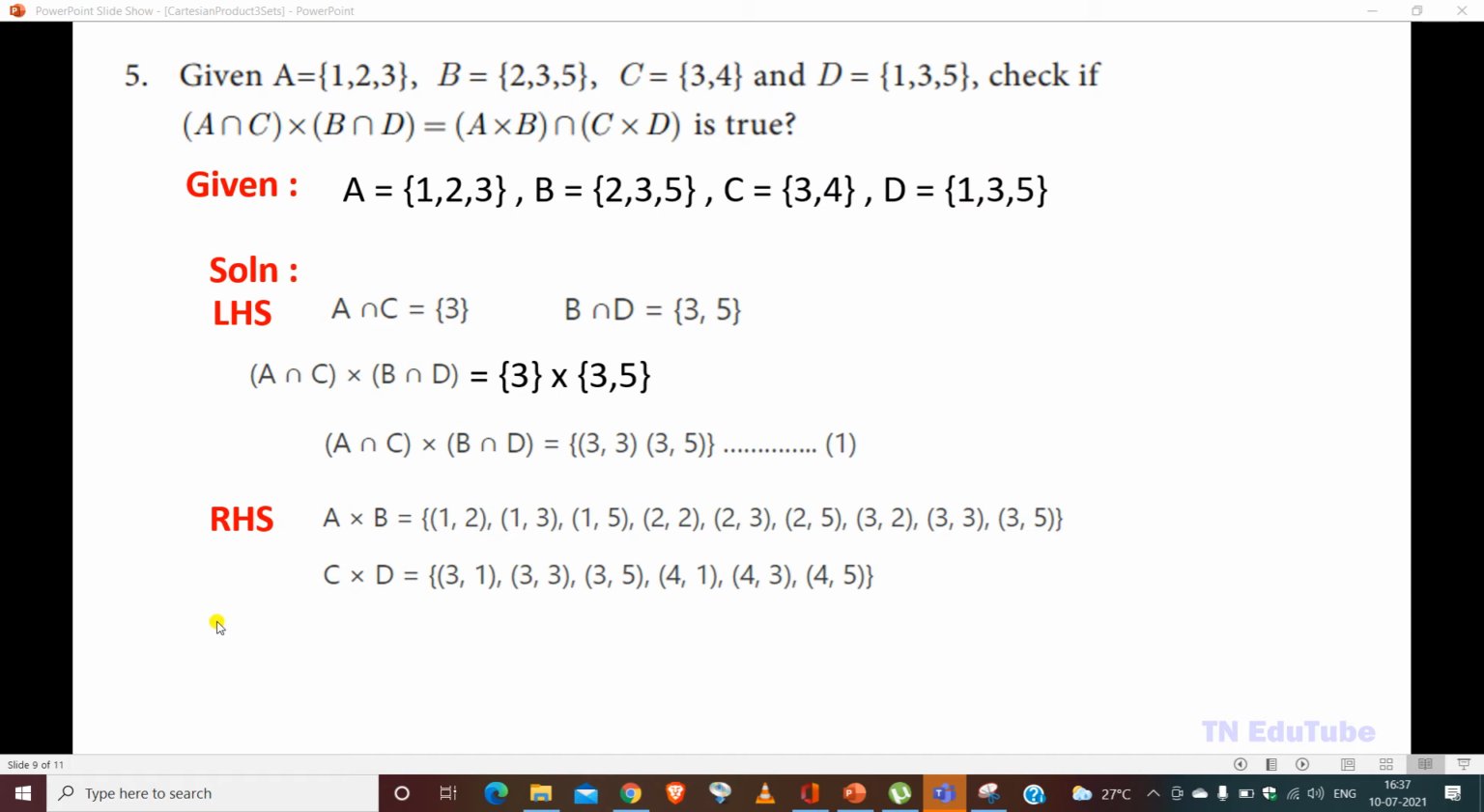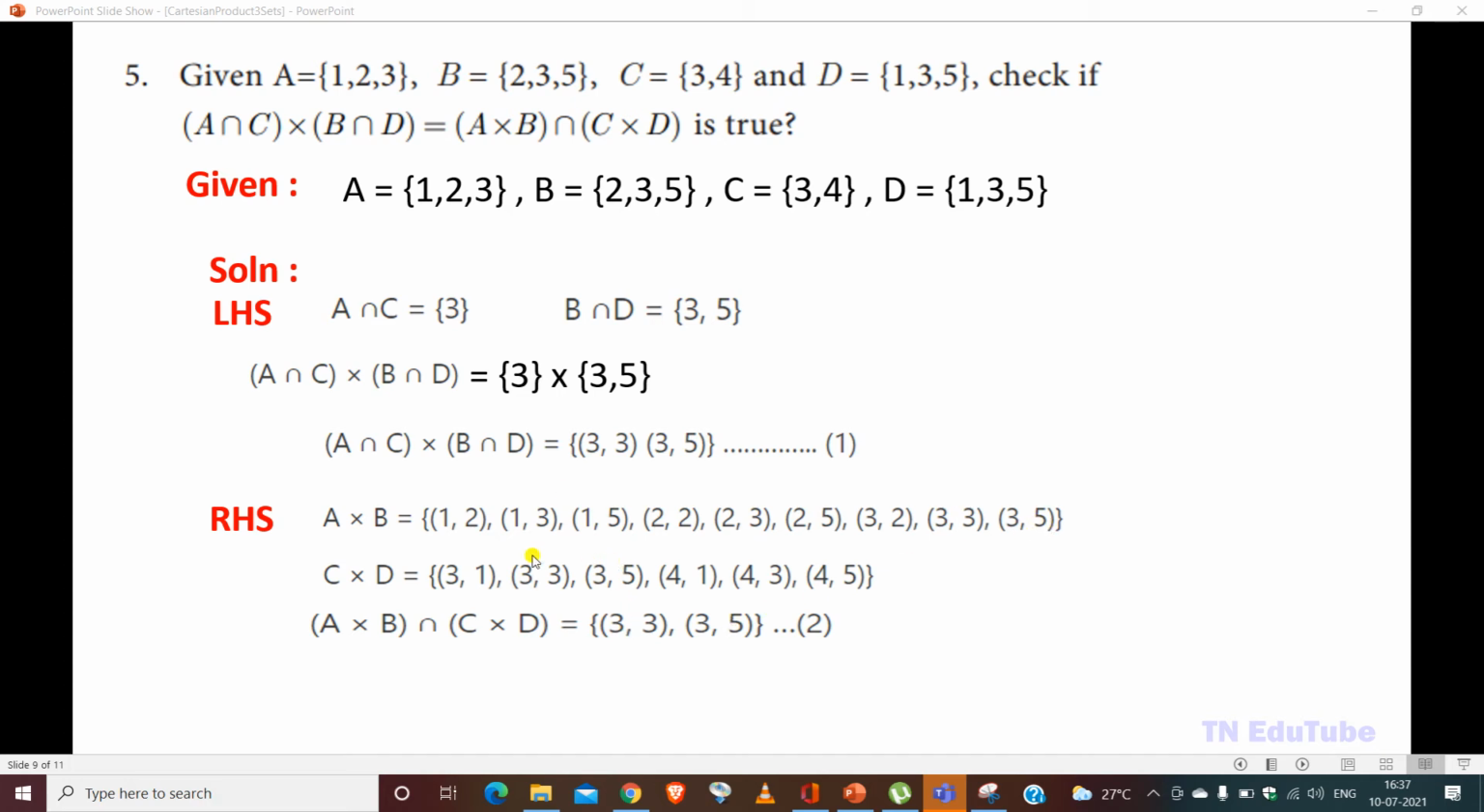Then you have to take the intersection of these two sets. Intersection means the common elements. The common elements of these two sets are (3,3) and (3,5). Here it is having (3,3) and (3,5), and here it is having (3,5).